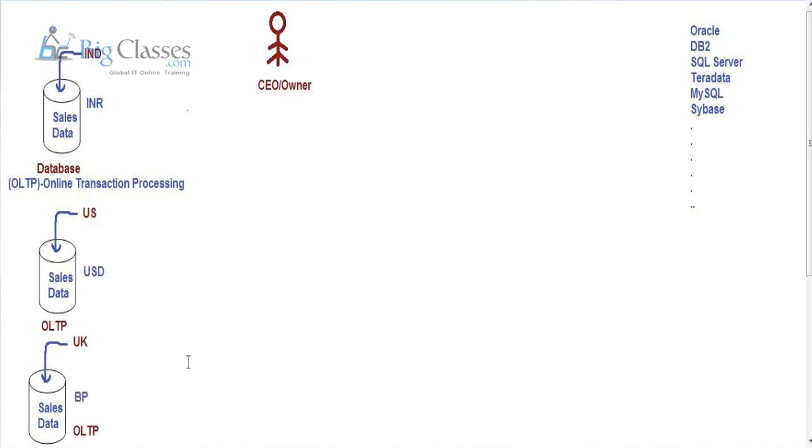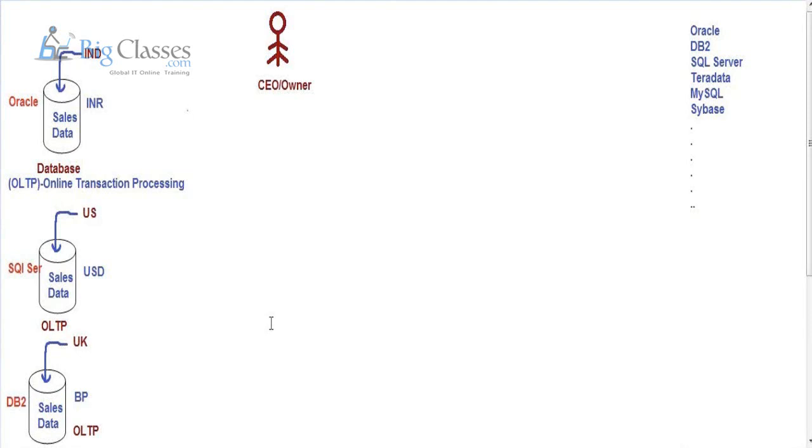And the database systems that I'm using: in India, I'm using Oracle database for the daily business operations data, in US, I'm using SQL Server database, and in UK, I'm using DB2 database. So there is no restriction regarding databases. Based on the resource availability and the business requirement, we can use any kind of database for OLTP. We have a wide variety of databases.